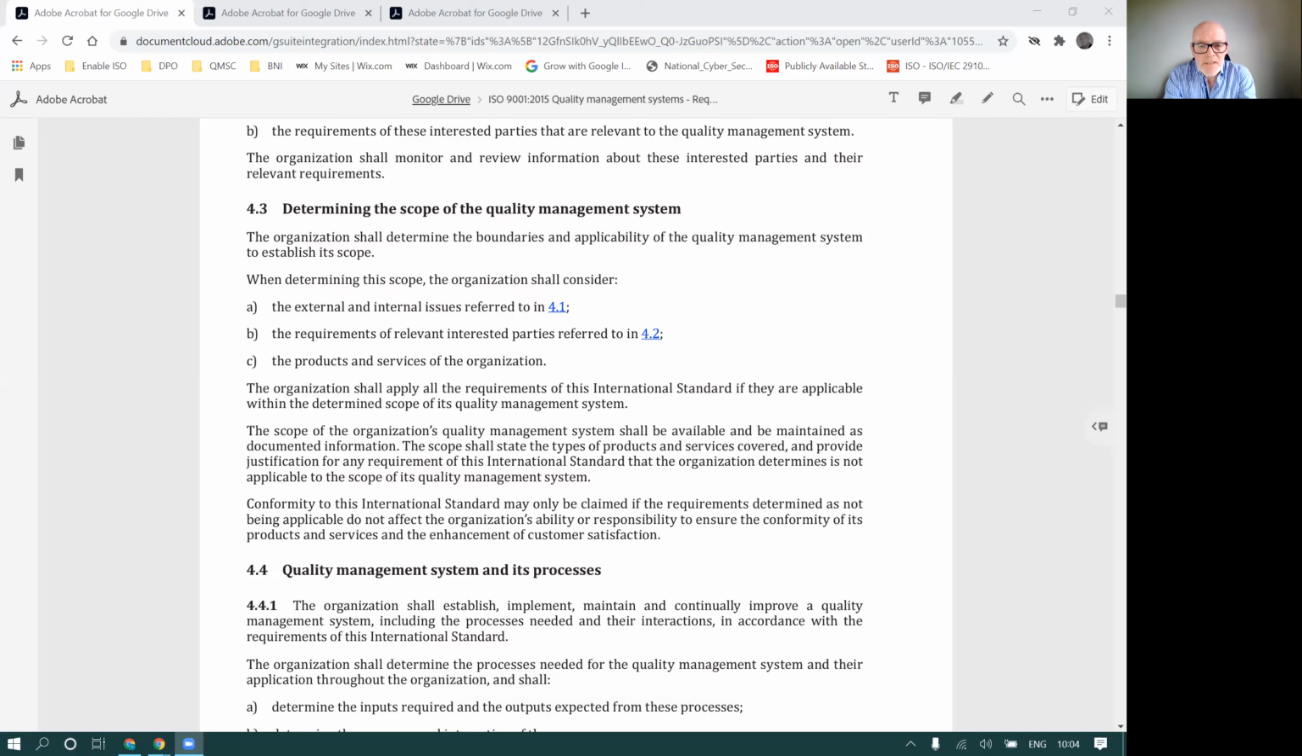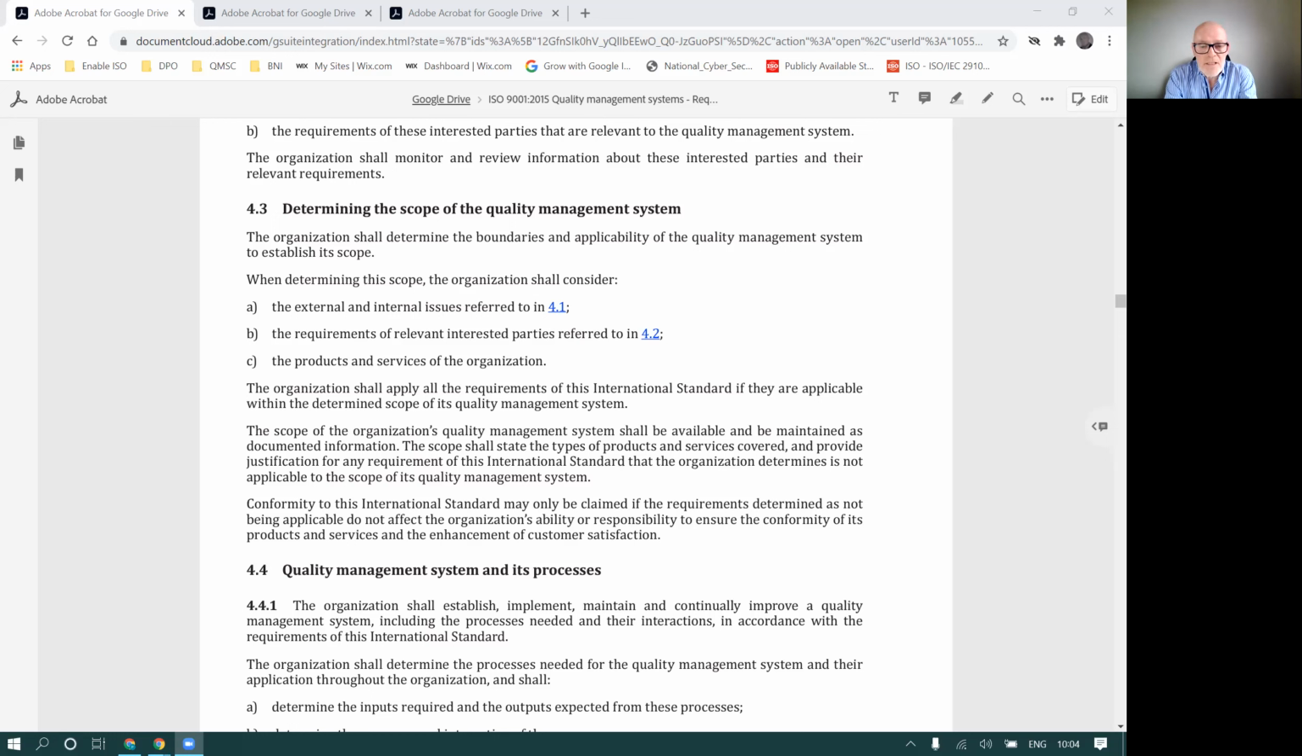When determining this scope, the organization shall consider the external and internal issues referred to in 4.1, the requirements of relevant interested parties referred to in 4.2, the products and services of the organization. That's a very important one because sometimes exclusions can apply, and we'll talk about that in a moment. The organization shall apply all of the requirements of this international standard if they are applicable within the determined scope of the quality management system.